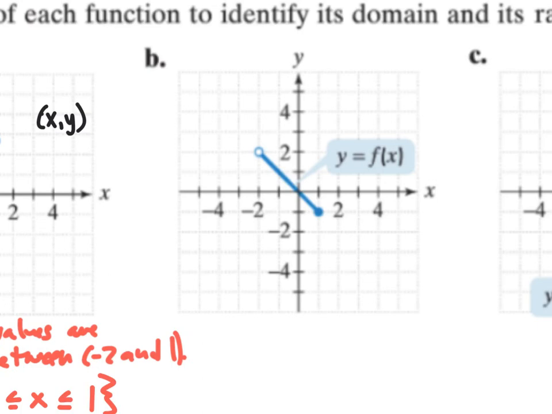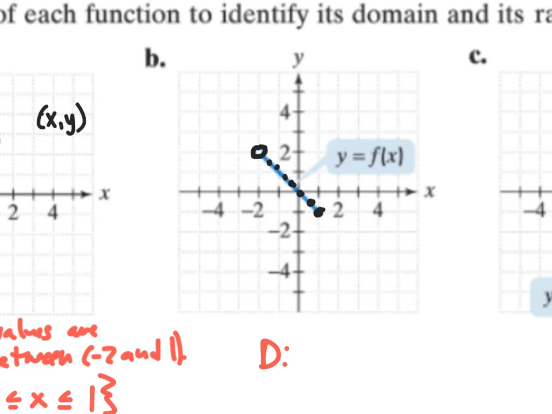I'm just going to run through these pretty quick. So my domain, D, I usually just use the word D. Where do my x values start? Where do they end? Now my x values are here, all the way across this line, except for at -2, where I have an open circle. And that's going to be kind of crucial here.